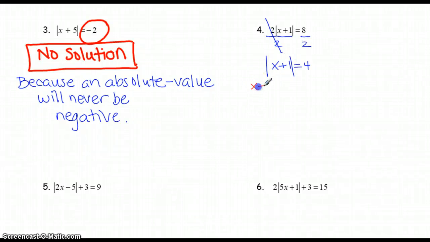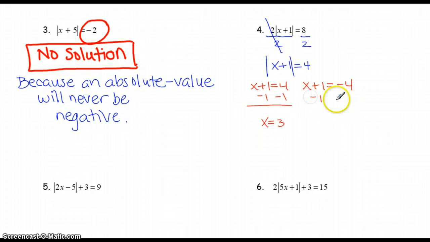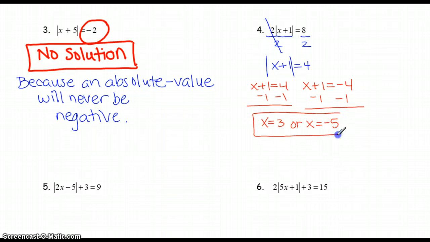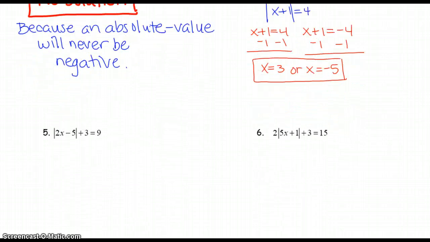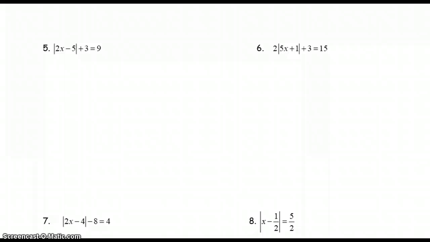So we have x plus 1 equals 4, and we have x plus 1 equals -4. And now we can solve both of these, subtract 1, so x can equal 3, subtract 1, x can equal -5. So these are our answers. X can equal 3 or x can equal -5. All right, let's move on to number 5.